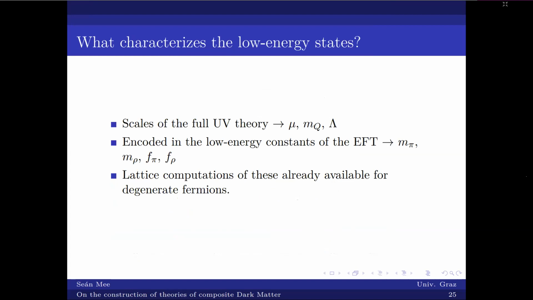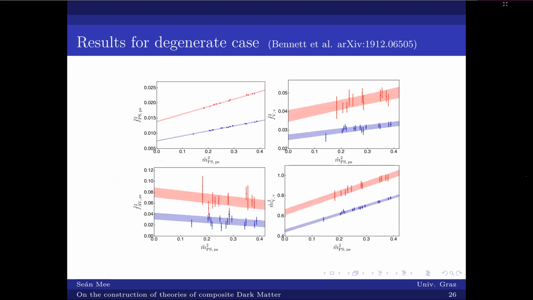Okay, so what are the things now that characterize our low energy states? Well, the scales of our full UV theory. So for example, the chiral condensate, the quark masses, and the confinement scale. These are going to be encoded in our low energy constants in the EFT, right? So the masses of our particles as well as their decay constants. So for degenerate fermions, lattice computations are already available. And some bits have been provided, right? So this is actually, again, from some of our collaborators.